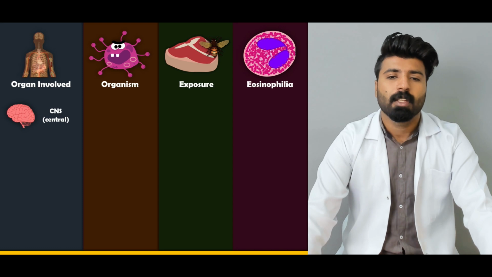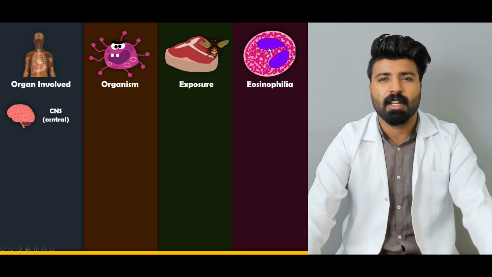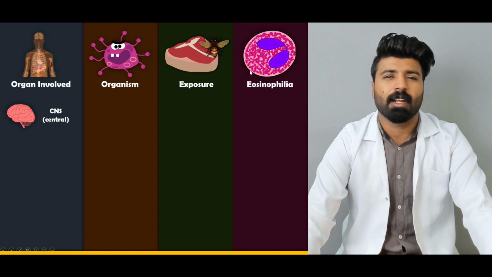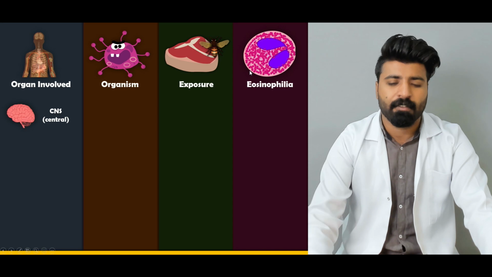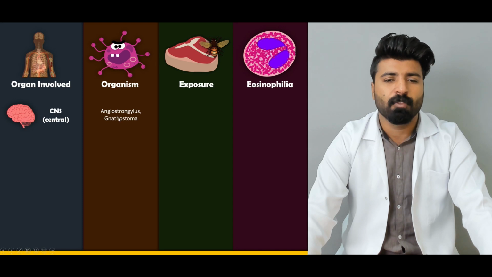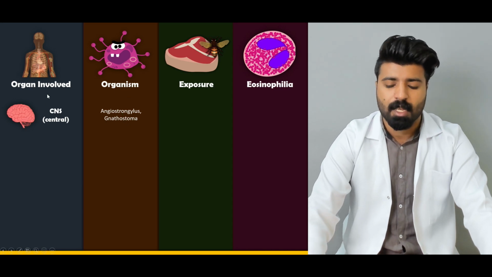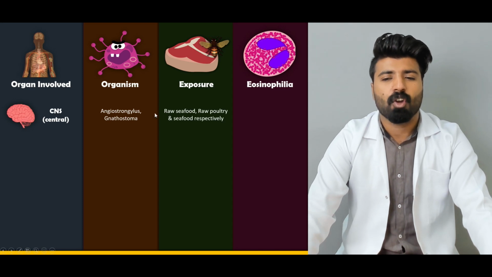Now, these are the organs involved, these are the organisms that involve those organs, and what kind of exposure leads to these organisms getting in, and what happens to the eosinophilia? What's eosinophilia? Eosinophils, when markedly increased, are indicative of an active infection in the body. So the CNS, if centrally involved, which organisms are involved? Angiostrongylus and Gnathostoma. Now these are organisms that affect the CNS centrally. And what kind of exposure? Raw seafood, raw poultry, and seafood respectively.